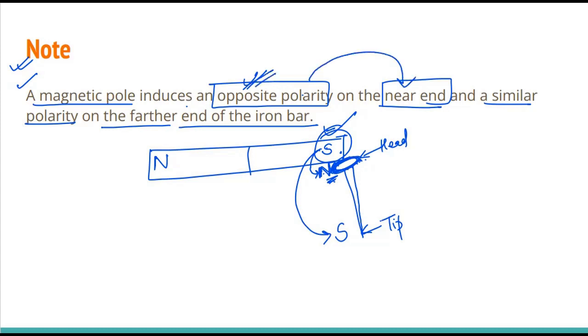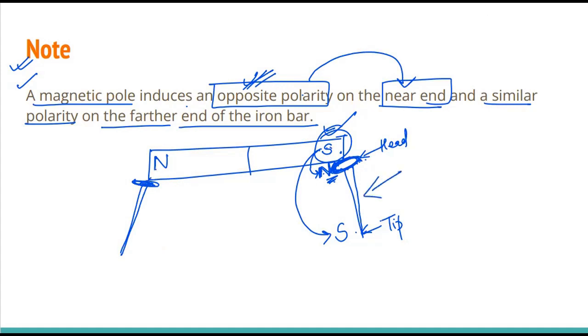So at the near end, meaning the head, opposite polarity, north is in contact with south, and at the end far from south, there is south. So this is written over here. Similarly, if there is another iron pin on this side, this iron pin will temporarily acquire some magnetism, which is known as induced magnetism. That means this iron pin will become a magnet temporarily. And if it becomes a magnet temporarily, obviously it should have a north pole and a south pole, just like this pin.